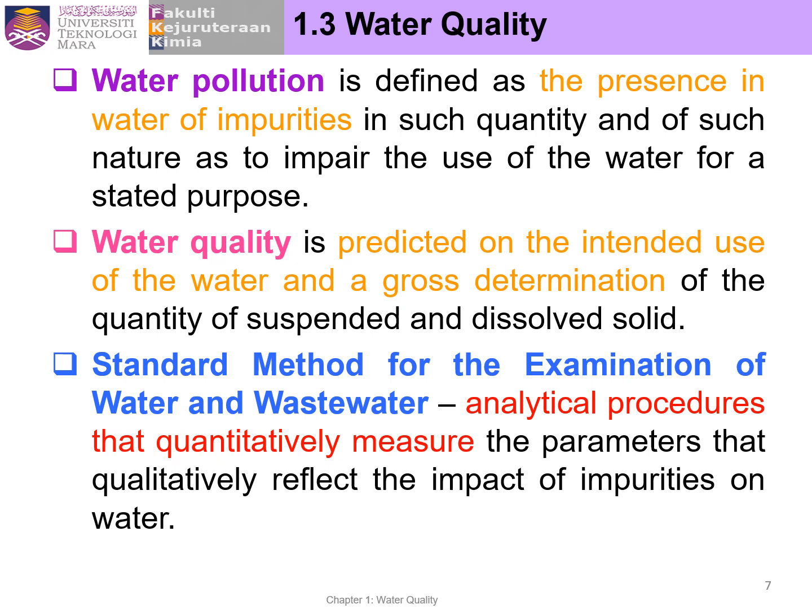So the keyword is that water pollution is defined as the presence in water of impurities, whereas water quality is predicated on the intended use of the water and a gross determination of the quantity of suspended and also dissolved material. So make sure you highlight the keywords in the definitions of water pollution and water quality.